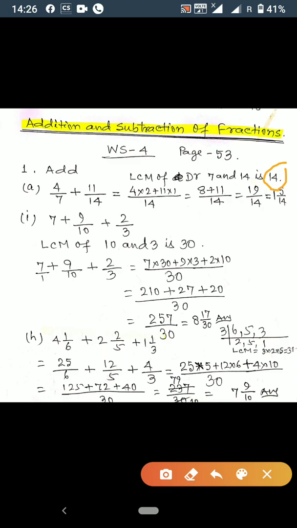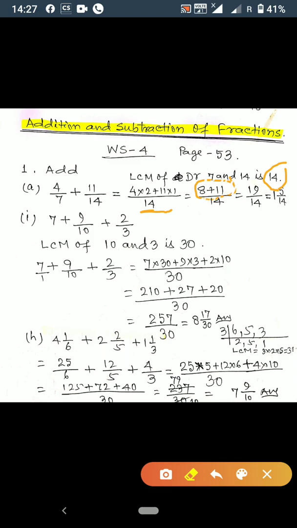And here the numerator of the first fraction is 4. So 4 multiply 2. Plus 14 divided by 14, quotient is 1. So the numerator of the second fraction, 11 multiply 1, equal to 4 twos are 8 plus 11 ones are 11. 11 plus 8 is 19 by 14 equal to 1 whole 5 by 14.